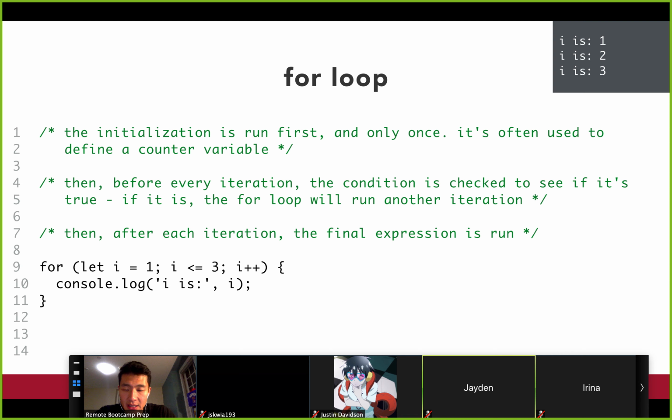Okay, so at the end of this, I've printed out "i is 1", followed by "i is 2", followed by "i is 3", and then I'm finished with the function. Or sorry, I'm finished with the for loop.